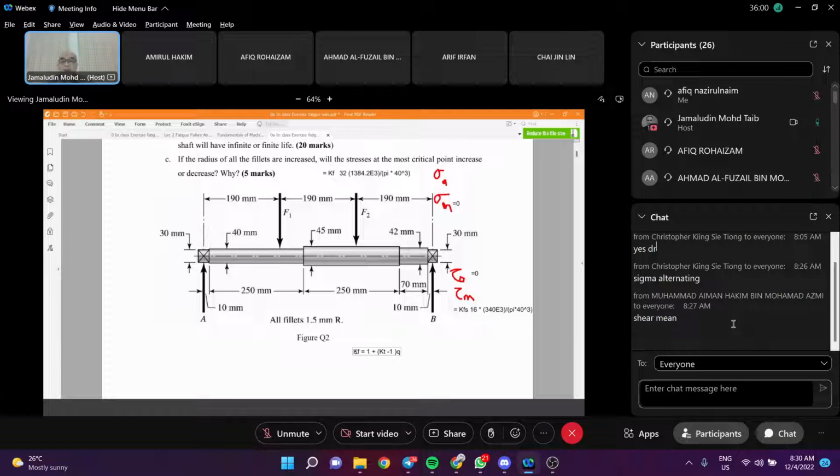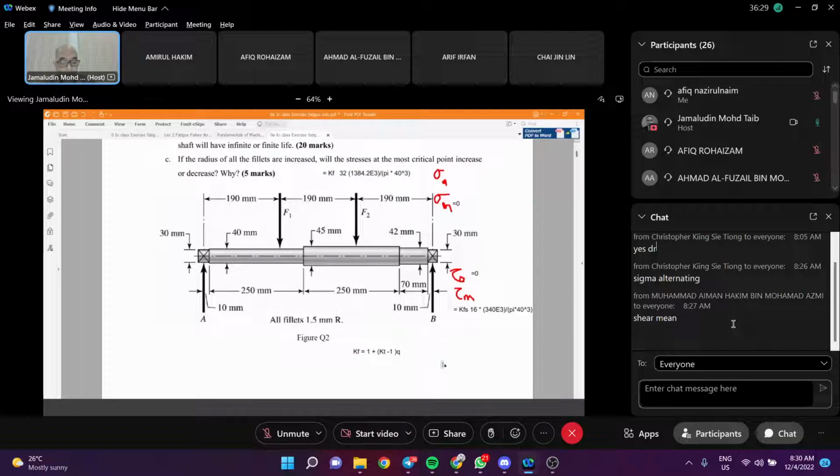Can all of you look for the value of the shear alternating, sigma alternating, and shear mean after you find the KFs. Roughly, it's quite long. There are so many tables you have to look for. I give you roughly 50 minutes, until 8:45. Is it okay for the second one? Just to look for alternating and mean.